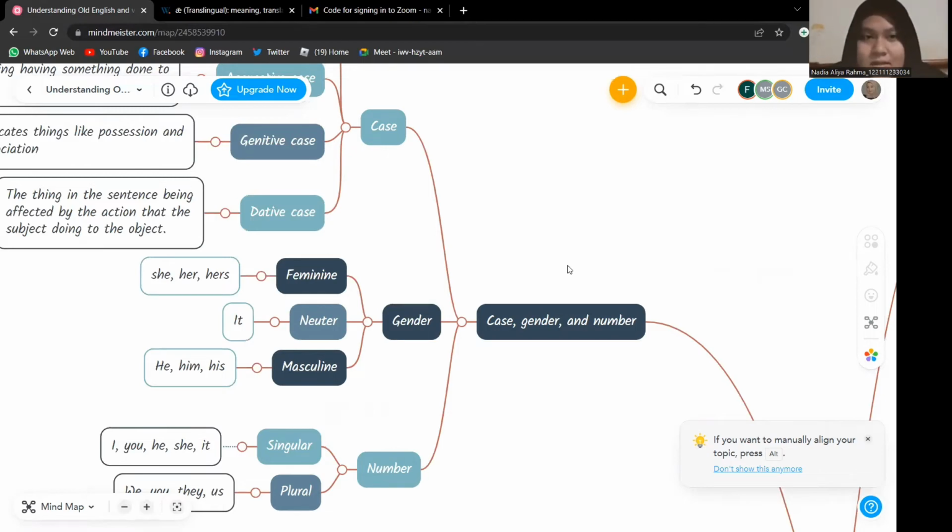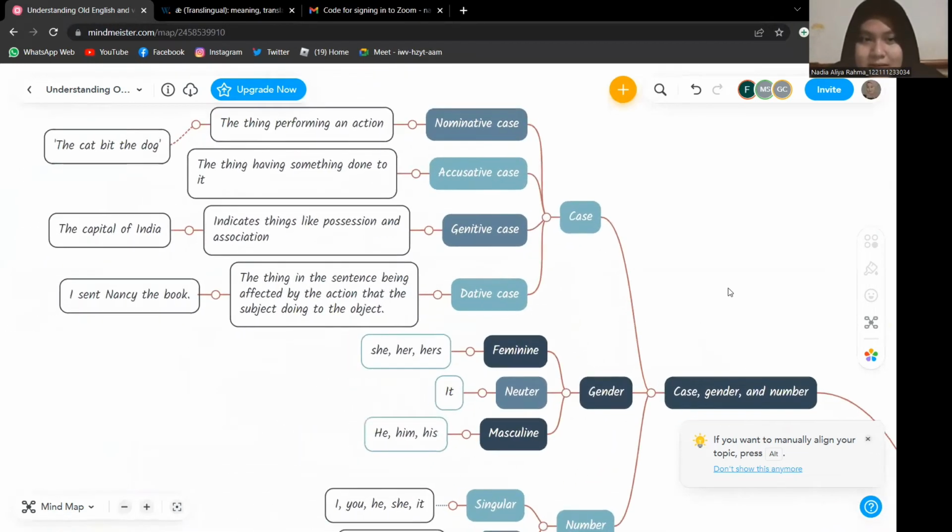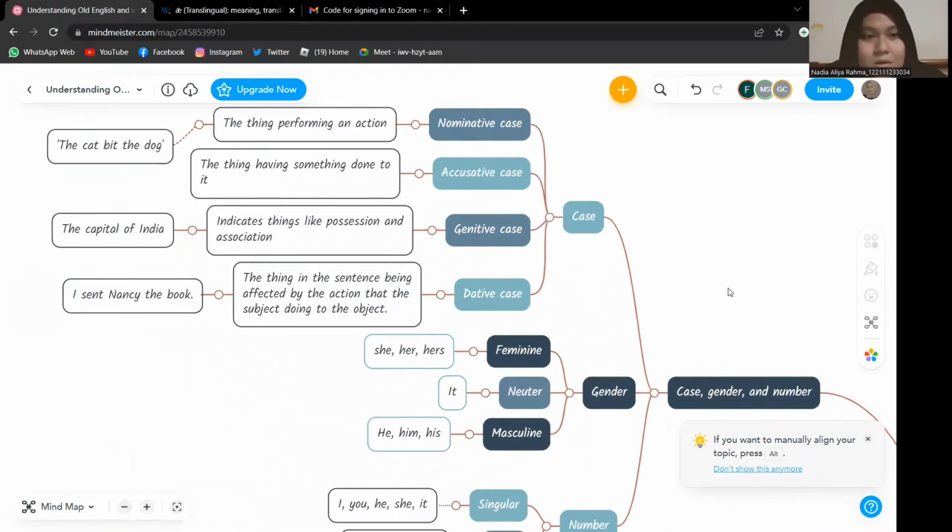Inflections on nouns are sometimes called case endings. You may be familiar with case if you have studied a language such as German or Russian. Old English had 4 cases: the nominative, accusative, genitive, and dative.